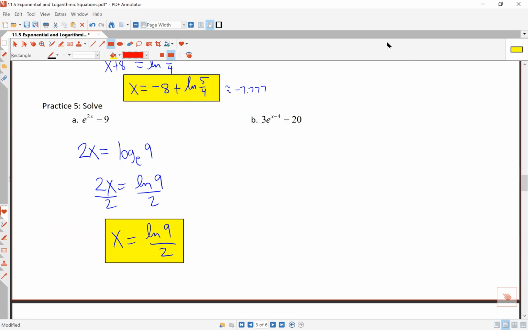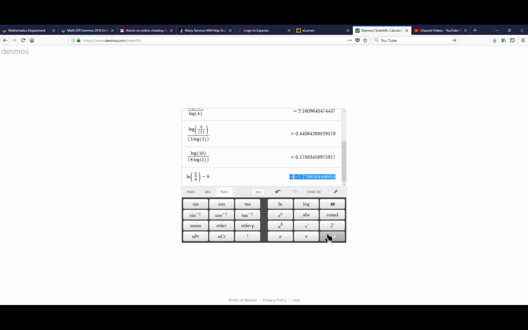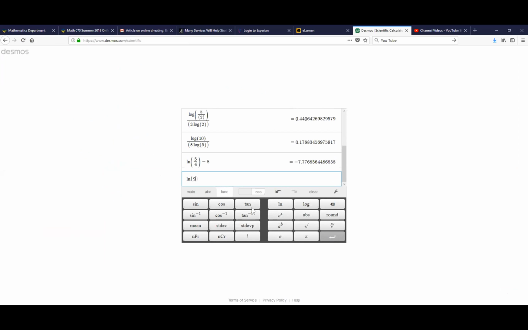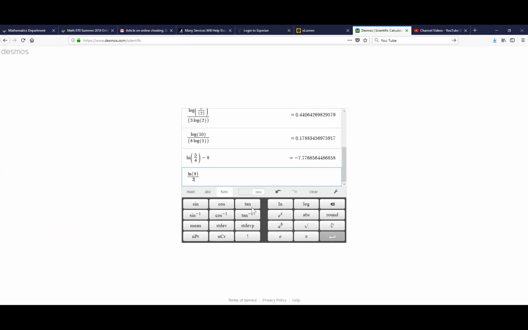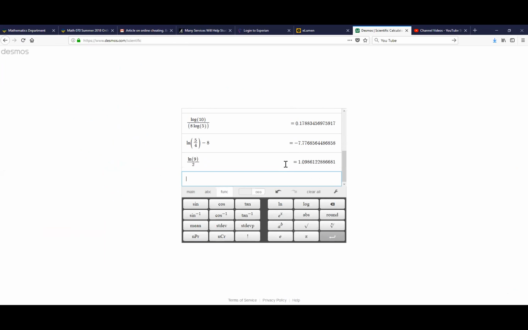That's our exact answer. If we were asked to estimate this, we would take the natural log of 9 and divide that answer by 2. And we would get 1.099.